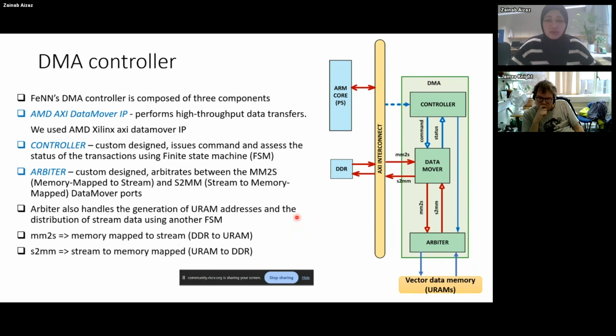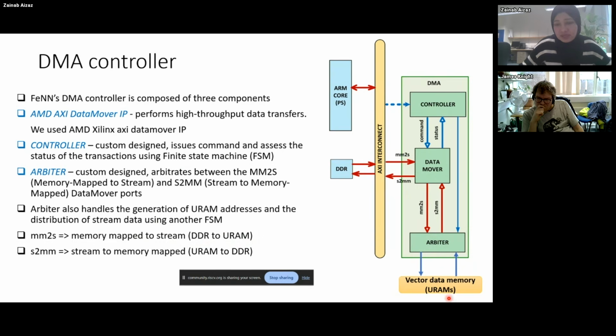And what is the arbiter? The arbiter is used to arbitrate between the memory mapped to stream and stream to memory mapped transfers. So what is memory mapped to stream? It's communication from DDR to URAM. Because DDR is memory mapped, you access everything on it through the address in the memory. That's why it's called memory mapped.